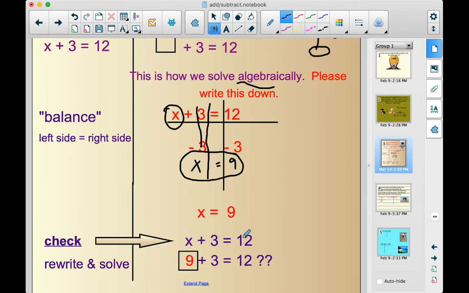Okay, now once we have an answer, we can check it. To check it, what I'm going to do is replace x with the number that I just figured out x is equal to. So I go back to my original equation, x plus 3 equals 12. I replace the x with a 9. So remember, this is saying that's the number that x equals, is 9. And I check it. 9 plus 3 equals 12. Is that true? Yes, it is. Okay. So that's the idea.